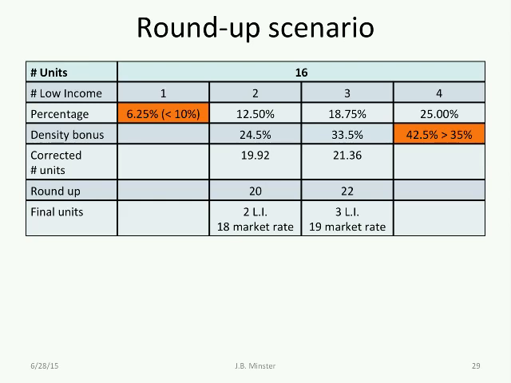Application of the density bonus algorithm is straightforward. We start with the 16 units we had, apply a density bonus of 24.5% or 33.5% as specified by the law, depending on the number of low-income units. Calculate a new corrected number of units, which now have to be rounded up to the next integer of 20 and 22 respectively. 20 units is really 2 low-income units and 18 market rate units. 22 units is 3 low-income units and 19 market rate units.